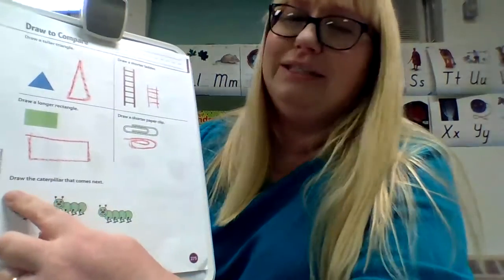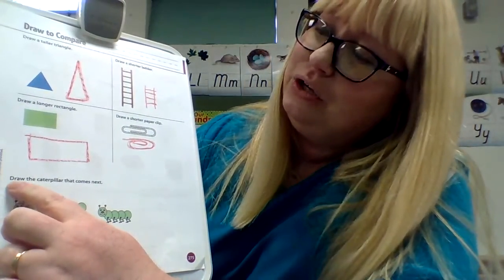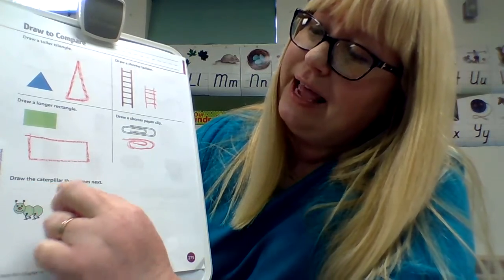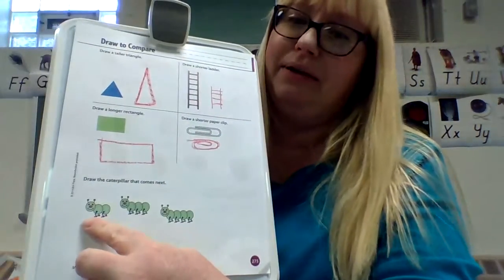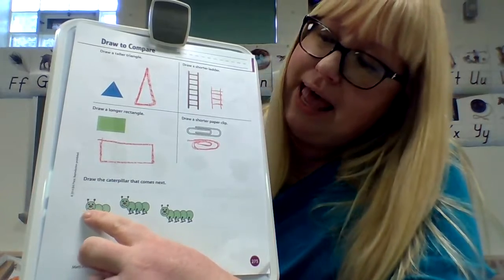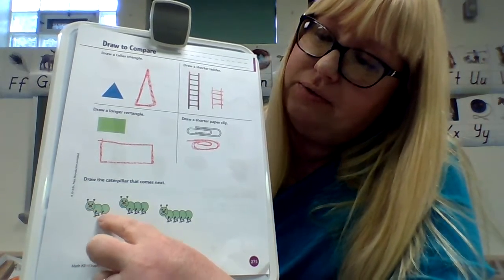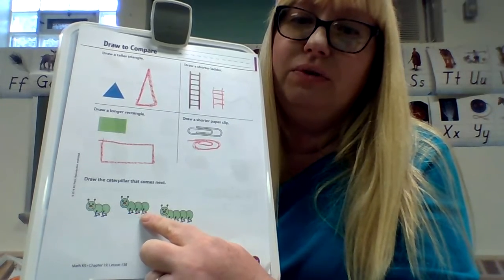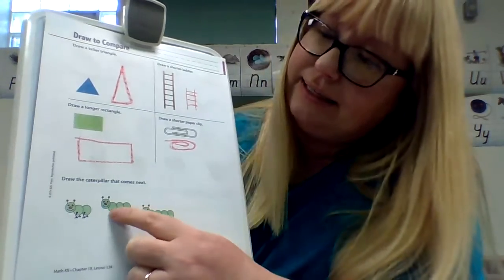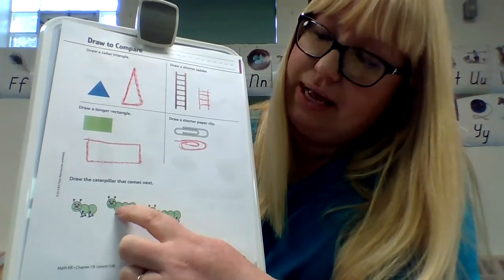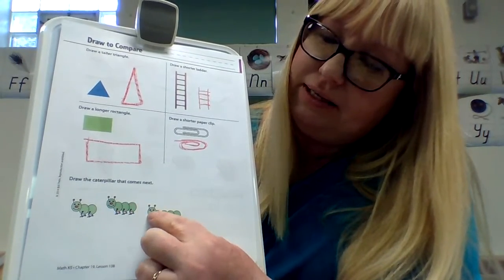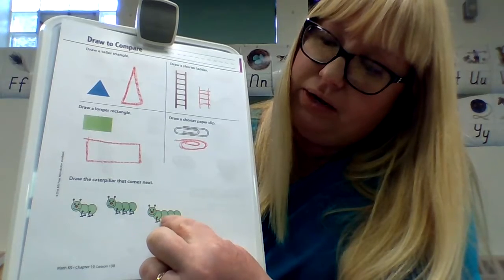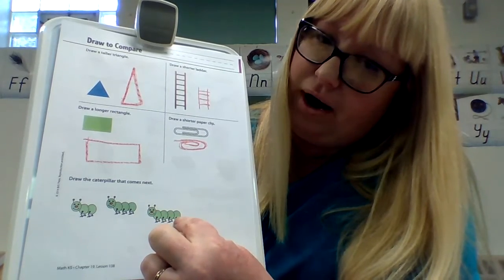All right, let's move down to the next part. Draw the caterpillar that comes next. So let's take a look at these caterpillars. The first one, he's got a head and he's got two legs, two circles. Let's look at the next one. Head, 1, 2, 3 legs, sets of legs with the circles. We'll count the circles after him. So the next one is head. Then we got 1, 2, 3, 4. So what would come next? Let's give him his head.